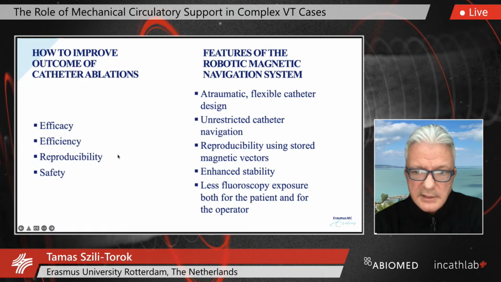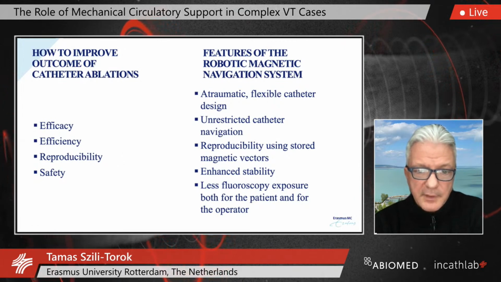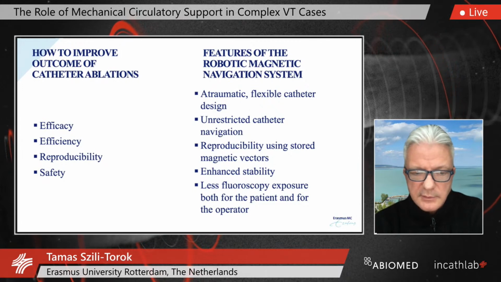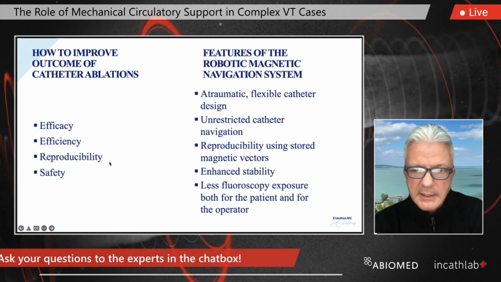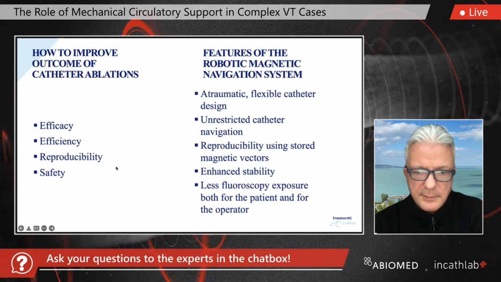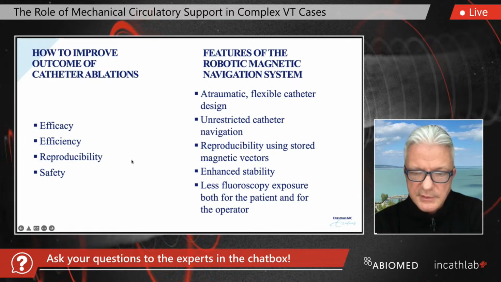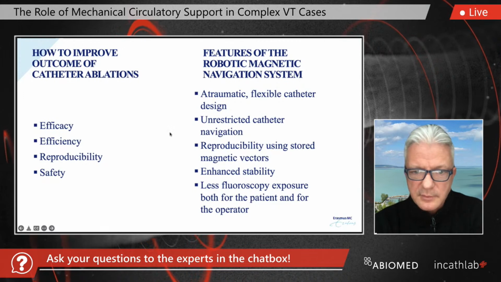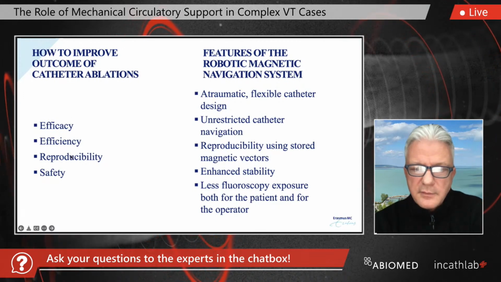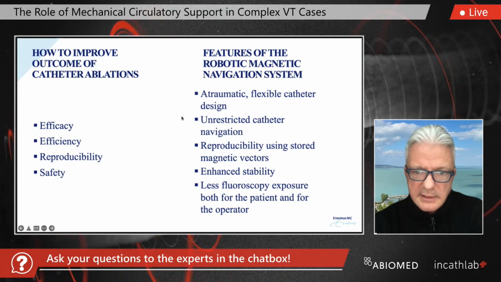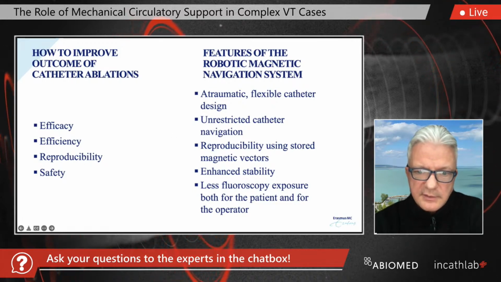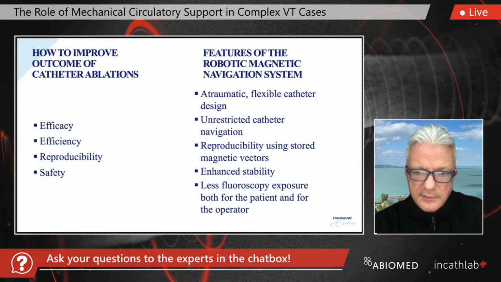Lab efficiencies can be improved as well. We have problems with reproducibility. We still know that there are really good VT ablators and less good VT ablators in every country. And again, safety: all of you mentioned today that it's a major concern, especially in this very vulnerable patient population. Many of those are actually addressed by the use of the magnetic navigation system, by its atraumatic flexible catheter design, the unrestricted catheter navigation, the reproducibility of the magnetic vectors, and enhanced stability.